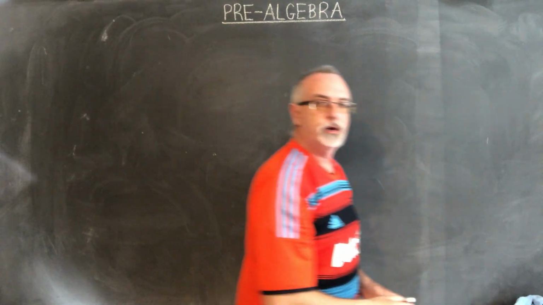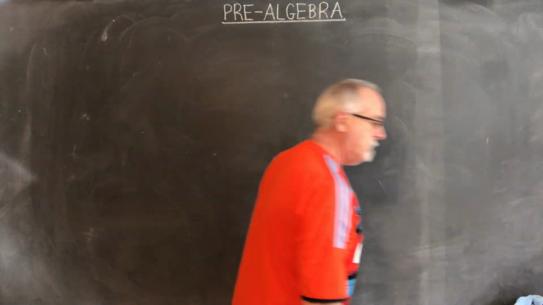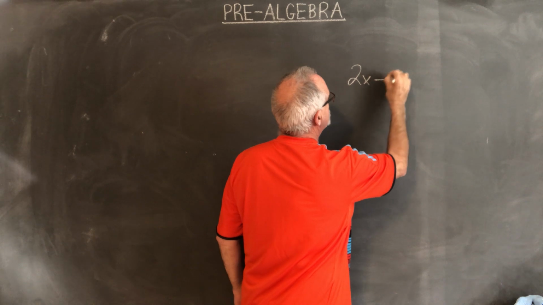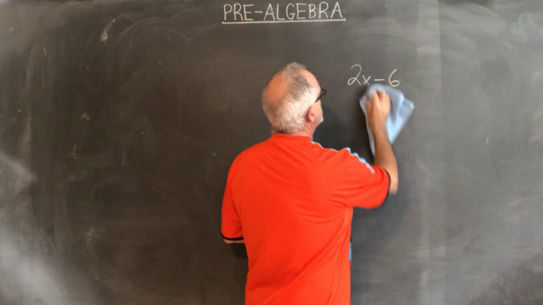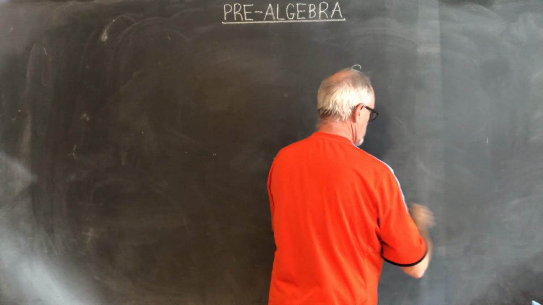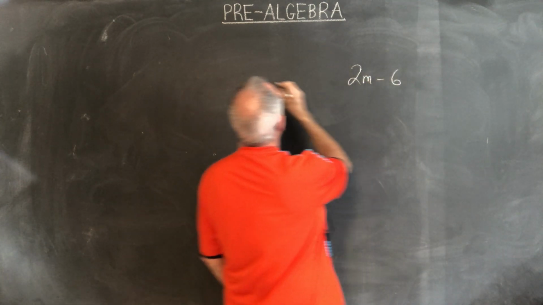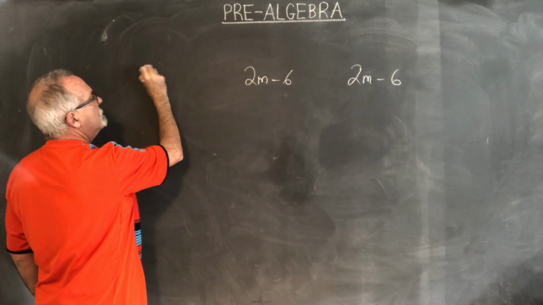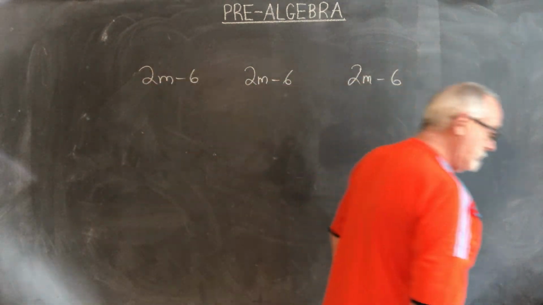And the algebraic expression is not very complicated, not yet. We'll see what happens as we progress through this lesson. How about if my expression is 2x minus 6? I'm back to x. No, I said I was going to use m. I'm using m. 2m minus 6. Do that 3 times as well. Make sure it all fits in my rectangle.